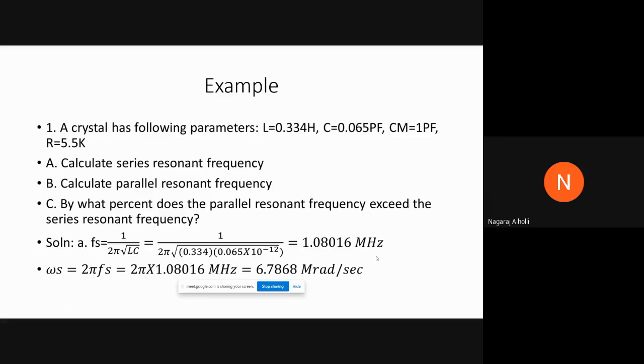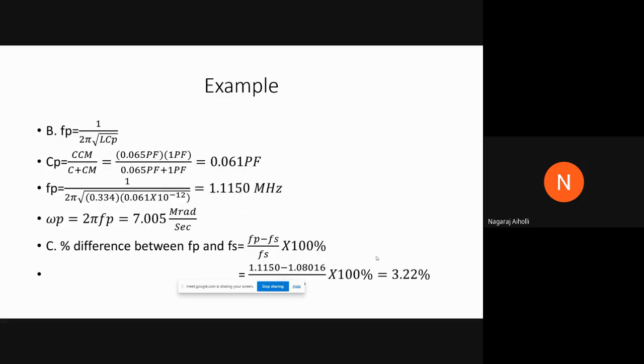The next part, that is part B, parallel resonant frequency. We know the formula for parallel resonant frequency. It is Fp is equal to 1 upon 2 pi square root of L Cp. What is Cp, students? Cp is equal to C Cm divided by C plus Cm. I hope everyone is following here. Yes. So Cp is equal to C into Cm divided by C plus Cm.